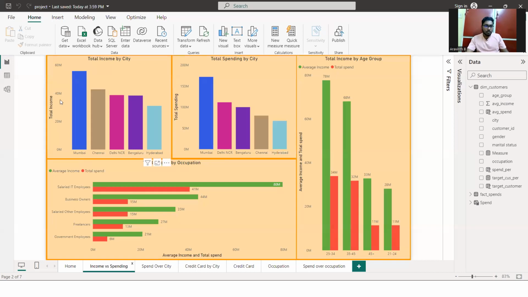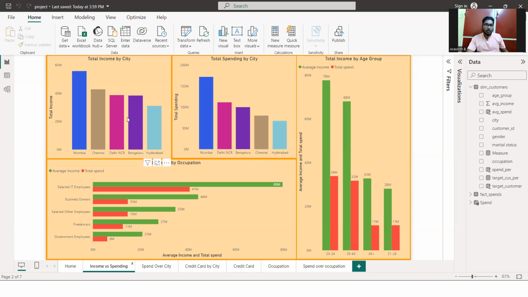In this, if you see, I have plotted plots for every city-wise income and their spending. Mumbai has a large amount of income, and Mumbai's spending is also large. Following Mumbai, Chennai has the highest income, but spending-wise, Chennai comes in fourth place. So Chennai people are earning more, but their spending is very low compared to other metro cities. Delhi and Bangalore follow the same order, and Hyderabad comes last, both in income and spending.